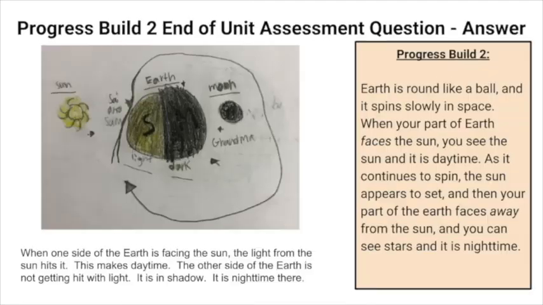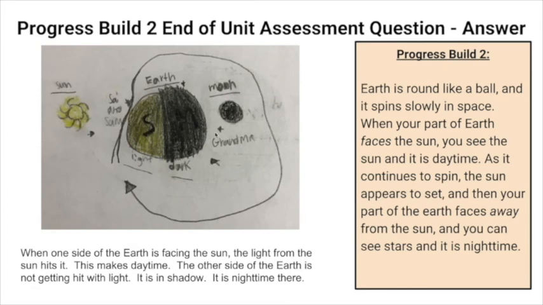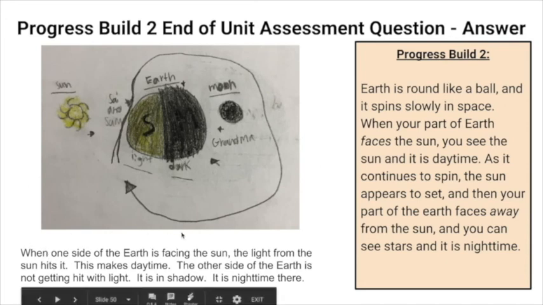Here's a question that assesses Progress Build 2 on the end of the unit assessment. Go ahead and complete the task and check back here. In this case, students can either write or draw or both to show their understanding. Here's an exemplar drawing that shows the sun's light hitting the earth on one side while the other side of the earth is in shadow. Light and dark are clearly labeled, as well as the spin of the earth is shown with an arrow. And here's a student explanation. Go ahead and read it over and compare it to your own.